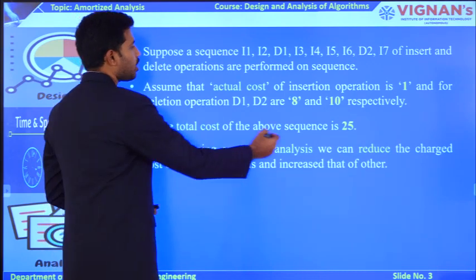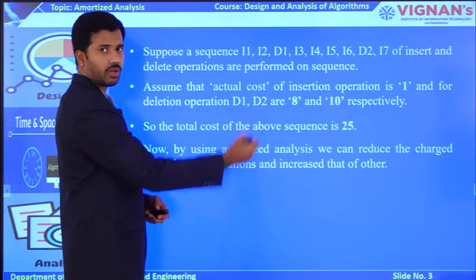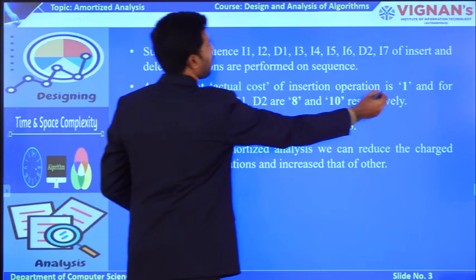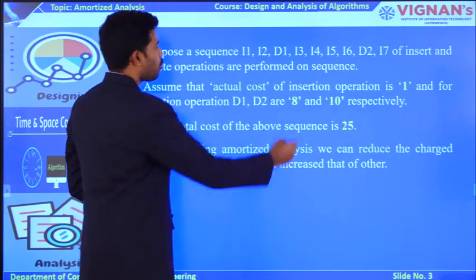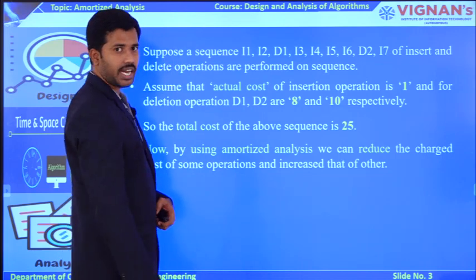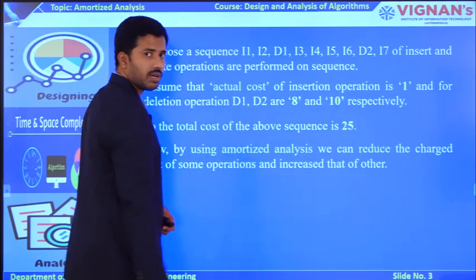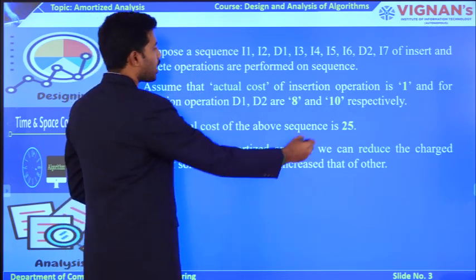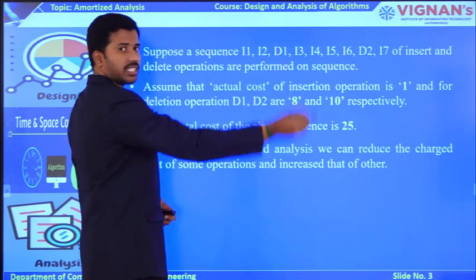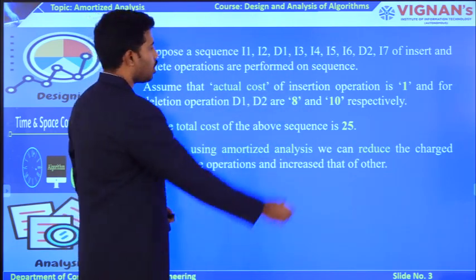Okay. The total time complexity of the above sequence is 25. Why? Because insertion has an actual cost of 1, but to perform D1 it takes a worst case of 8, and to perform D2 it takes a worst case of 10. So the total time complexity to execute all these 9 instructions is going to be 25.